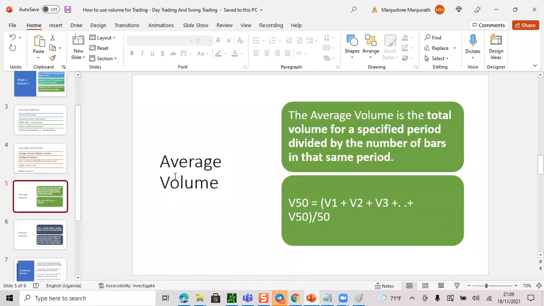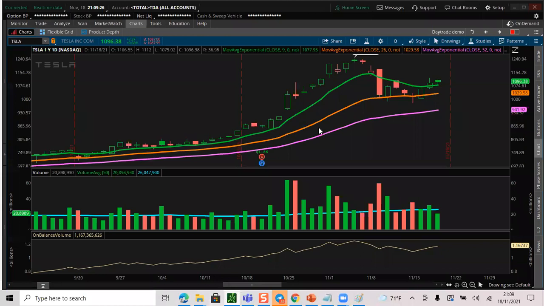So that's about the average volume. So how do you plot this average volume? In Thinkorswim, I know you all are familiar with the Thinkorswim desktop app, there is something called the volume. You can see these bars, right?